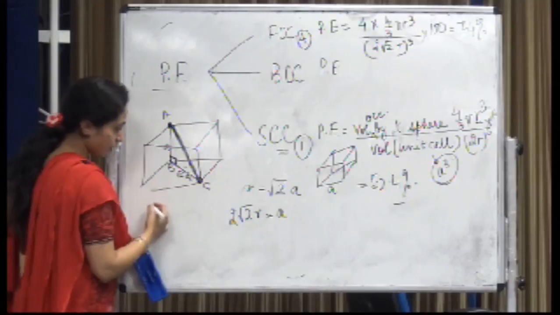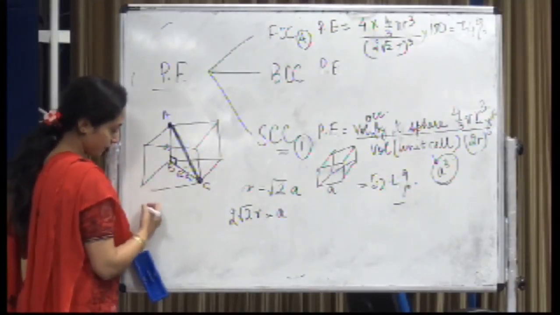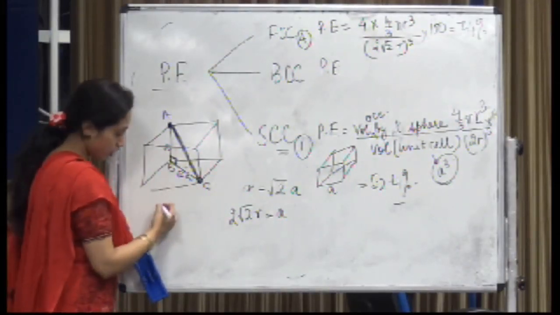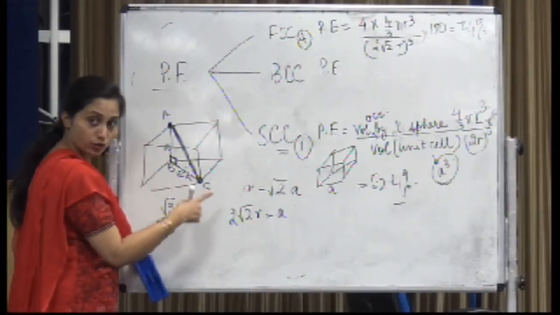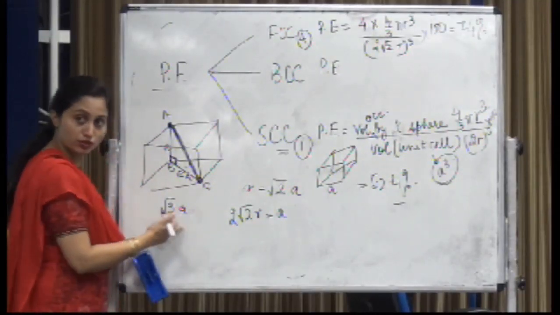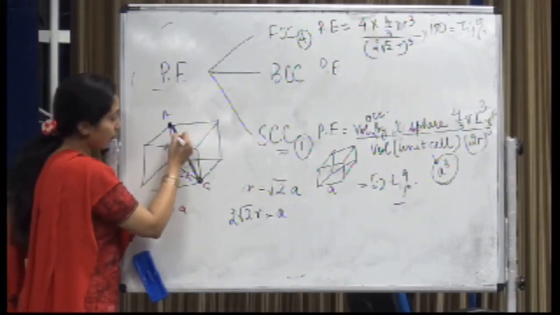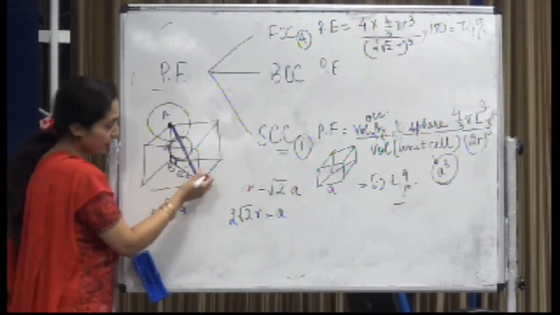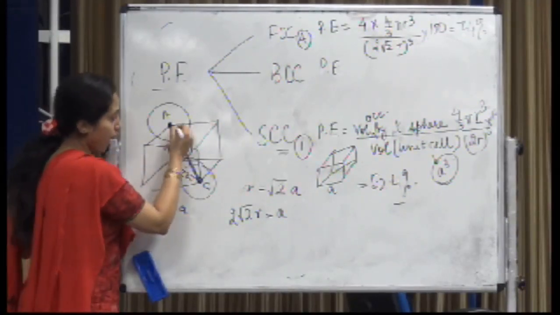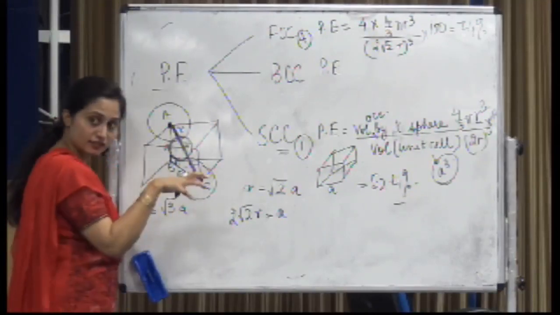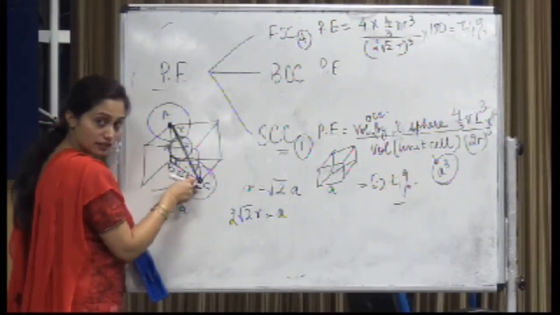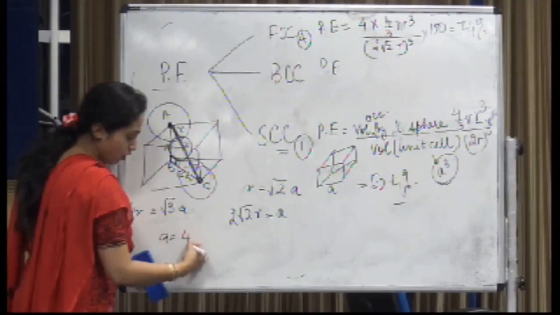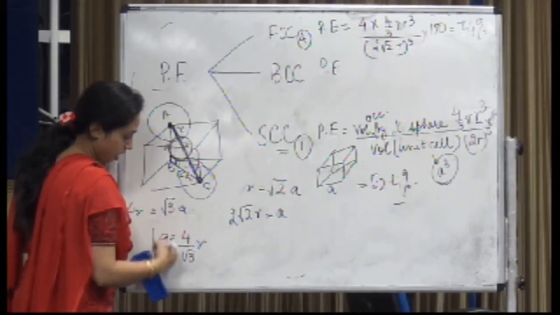What will it be? AC will be equal to, you can find out easily, A square plus 2A square. So that will be equal to under root of 3A square, which is root 3A. And again I will have one atom here, another atom in the body center which is wholly within, and another atom at the corner. So R of this, 2R of the body centered atom, and R of the other corner one. So the body diagonal is again equal to 4R. So this time my A is equal to 4 upon root 3 R.